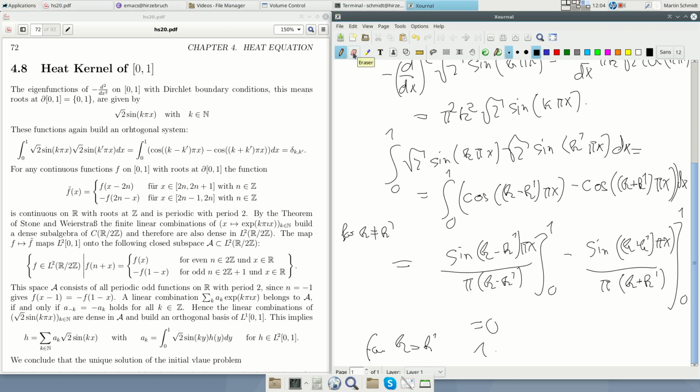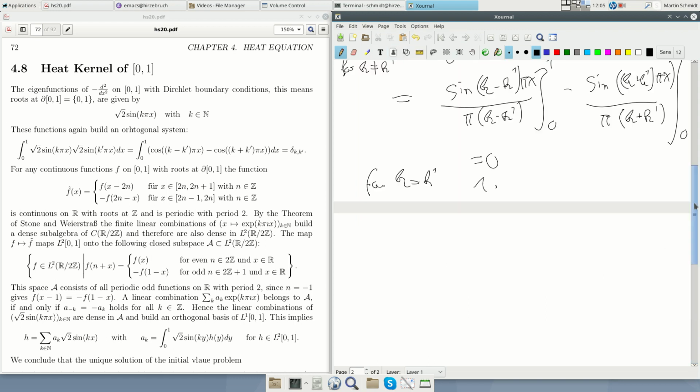Now we want to prove that this is an orthonormal basis. So we prove now that this is an orthonormal basis. And for this we introduce the space A. A is a subspace of L2 functions with period 2.